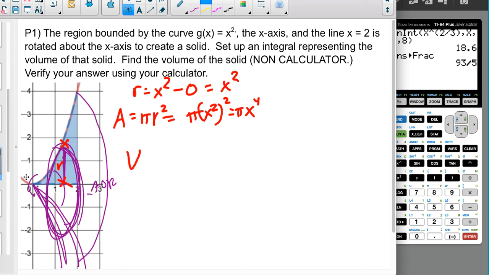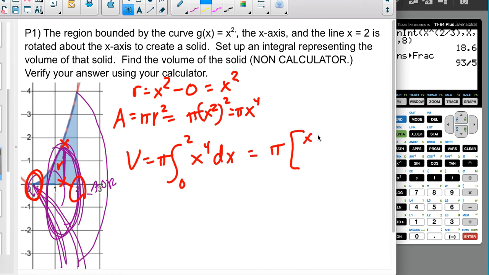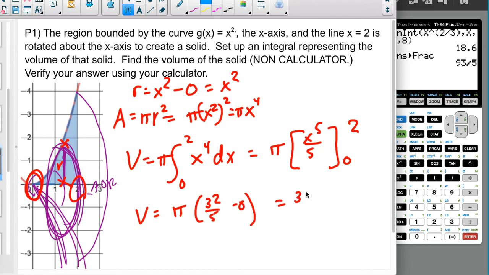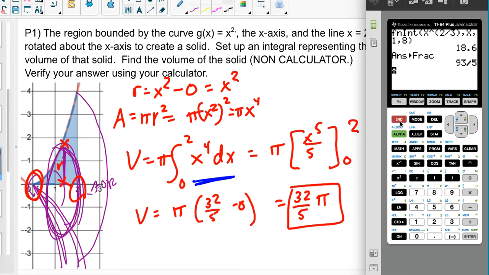So my volume will be from the first disk to the last, which would be the integral from 0 to 2. I'm going to yank the pi out in front and just integrate x to the 4th. So I get, this is a pi, x to the 5th over 5 from 0 to 2. My volume should be a pi times 32 fifths minus 0. So I should get 32 fifths pi, or 32 pi over 5. Again, to check this in my calculator, I'm going to check this part without the pi. So I'm going to go ahead and hit second enter.